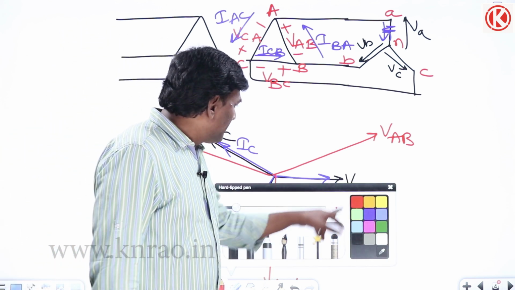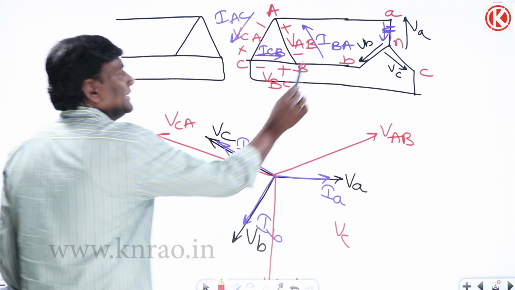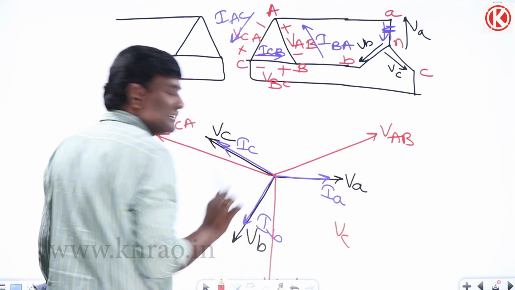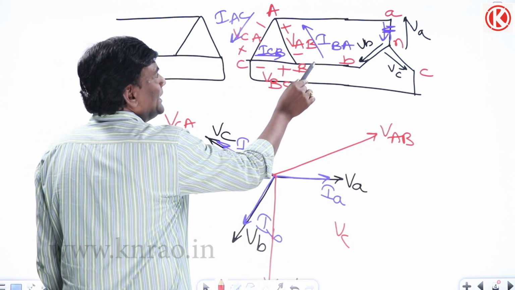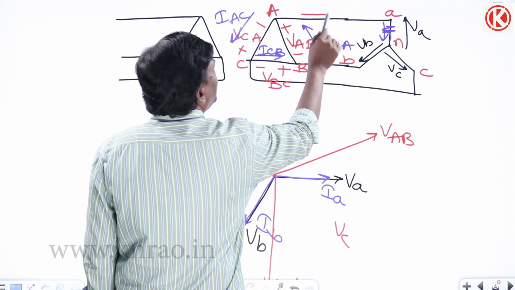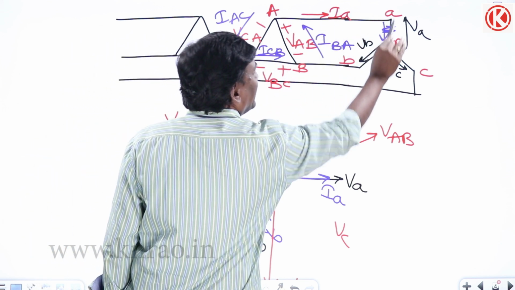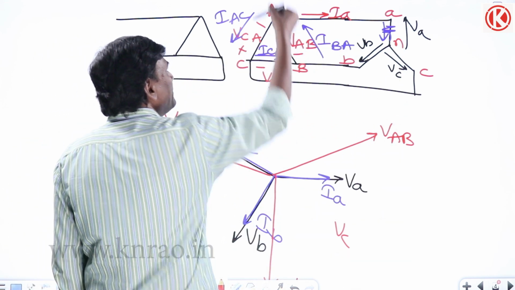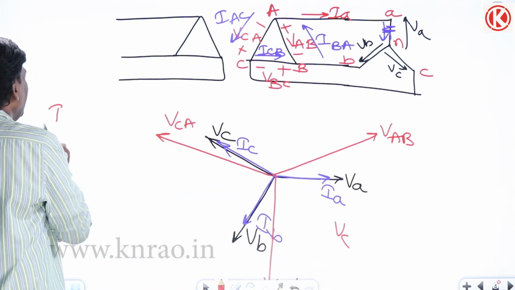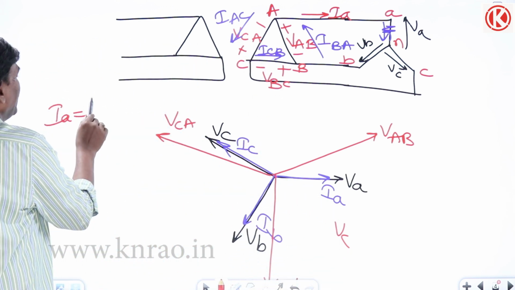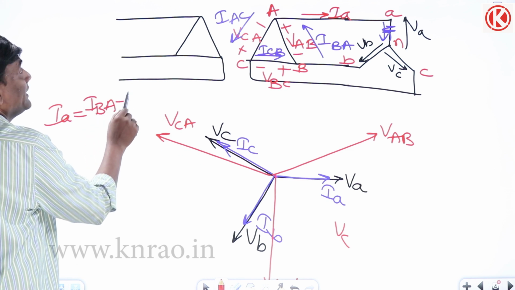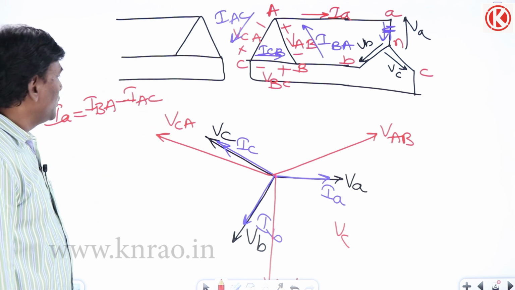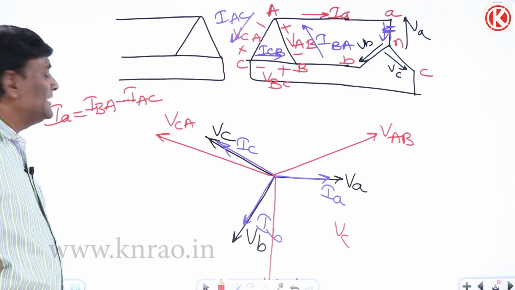Okay, see here, maybe let me think of red only. Here between phase voltage and phase current, load is resistive, that's why IA is here. Now if you see, IBA minus IAC should be IA, no? IAN or IA, that's what we started, right? So this current is going to be IBA minus IAC. Okay, so IA or IAN is going to be IBA minus IAC.